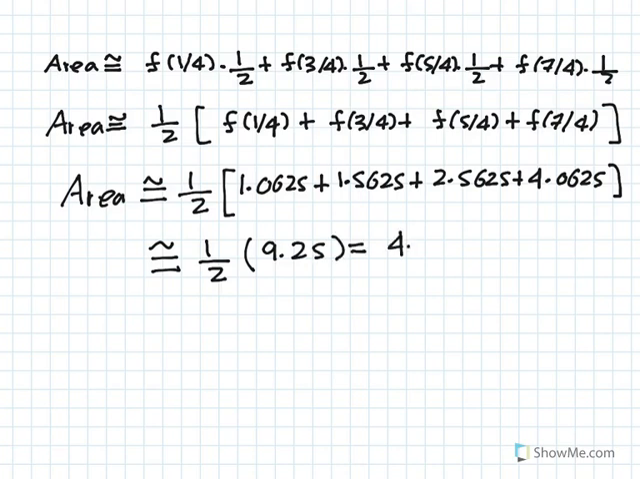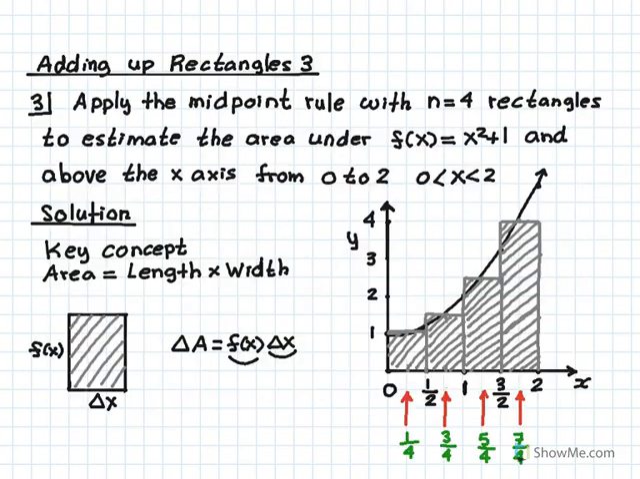That's equal to 4.625. So we've approximated the area below the function f of x equals x squared plus 1 and above the x-axis to be 4.625, applying the midpoint rule with n equals 4 rectangles. If we go back to the drawing on page 1, you will see that the midpoint rule is actually better than the right-hand rule or the left-hand rule, because the part of a rectangle that's above the curve balances out the part of the rectangle that's below the curve. So it is a better estimate of the area under the curve. All right, thanks.